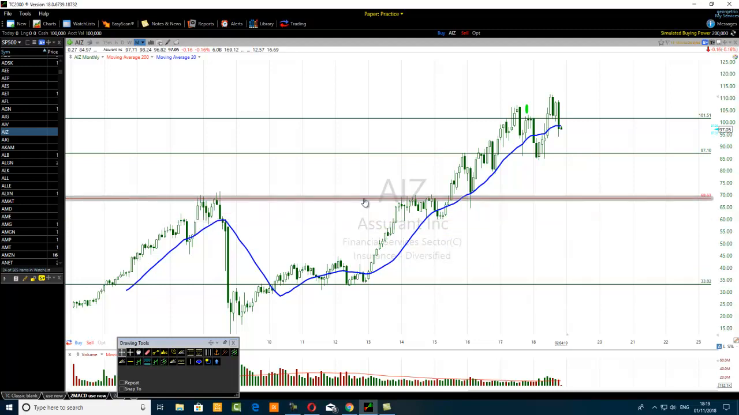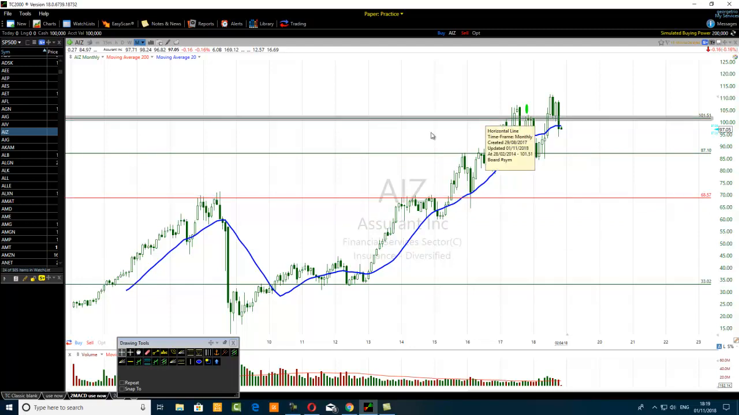And look at this session here. I'm talking about the high here, the zone. He breaks above and he retests it, and there were buyers again there.